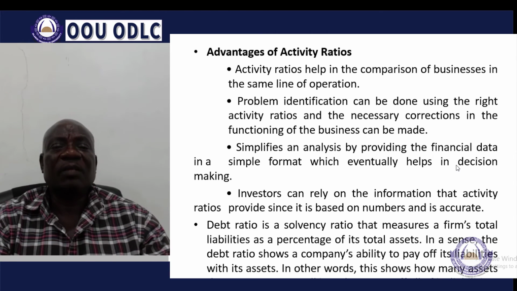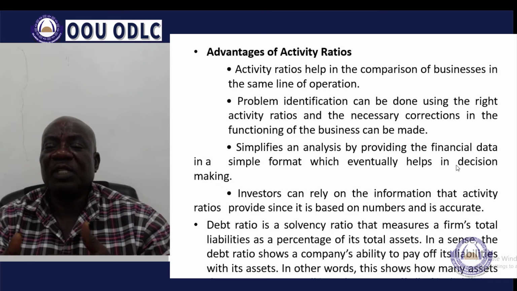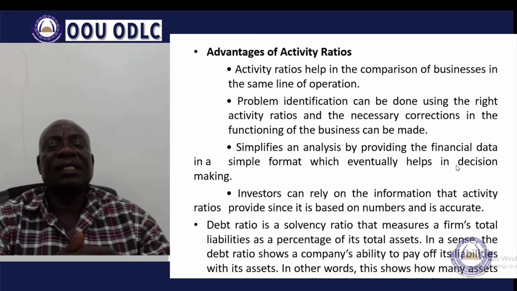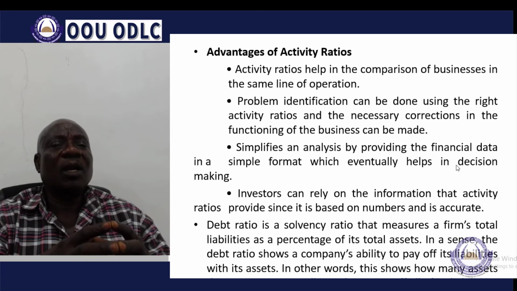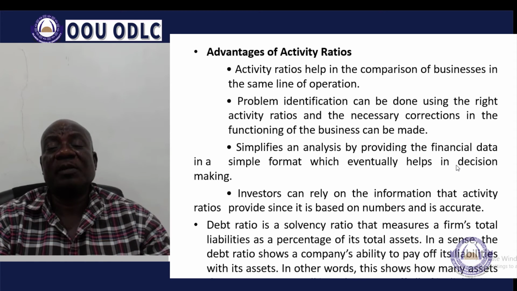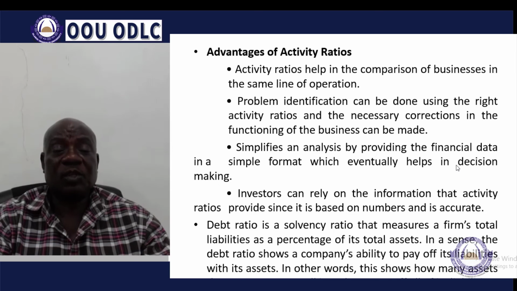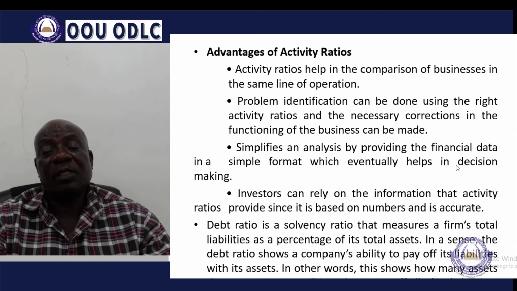Advantages of activity ratios. One, activity ratios help in the comparison of businesses in the same line of operation. Two, problem identification can be done using the right activity ratio, and necessary corrections made in the functioning of the business. Three, it simplifies analysis by providing the financial data in a simple format, which eventually helps in decision making. Also, investors can rely on the information the activity ratio provides. Those who are ready to invest in a particular company have to look at how the company is relying more on outside funds than inside funds, and whether the company is performing better than other companies in terms of shares in the stock market.